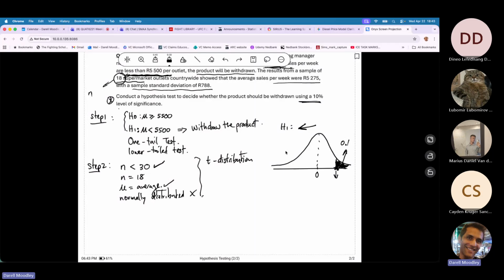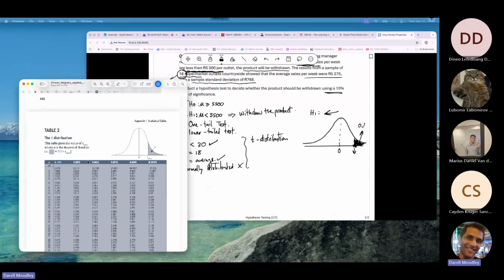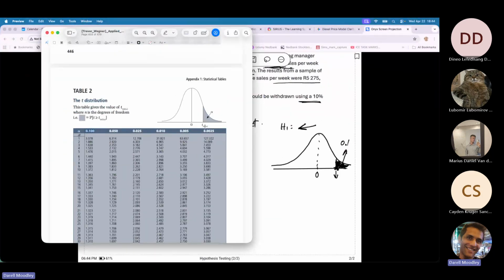Now, let's go to our table and I'll talk you through it. What I'm saying here is that the alpha, the size of that area, is 0.1. So let's go to our table and look for 0.1. You'll see it's in the first column, 0.1. There's your alpha, 0.1. So which value going down this column corresponds to this value here on the axis? And that's where your sample size comes in.